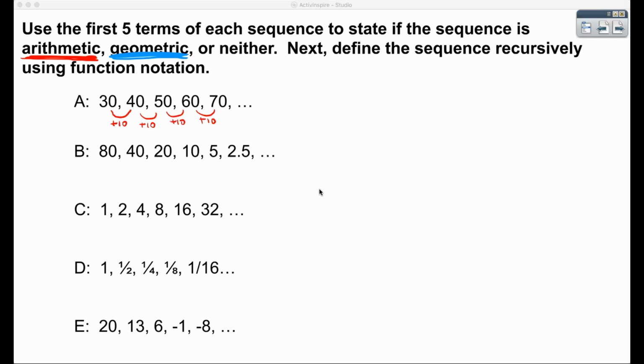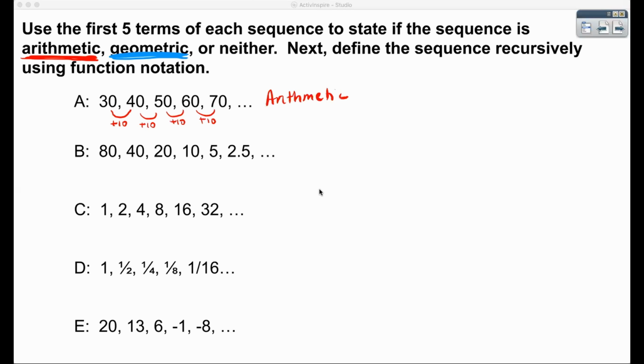Since I'm adding the same value, and that's the other thing that's really important when it comes to arithmetic versus geometric sequences, whether it's arithmetic or geometric, the same value continuously, repeatedly gets added, subtracted, or multiplied onto the preceding term. So since we are adding 10 to each term to get our next term, we can tell right away that this is an arithmetic sequence.